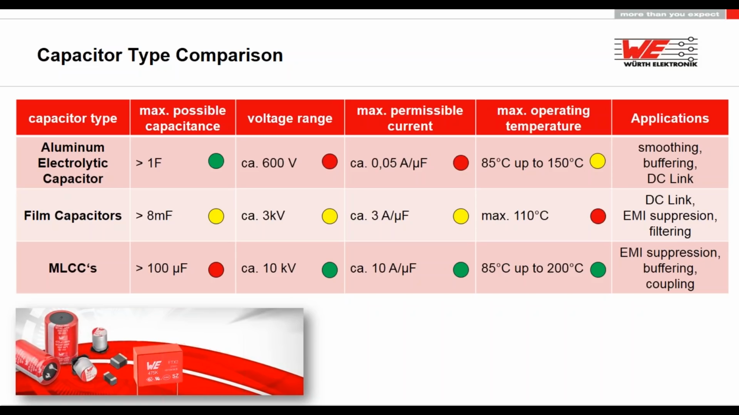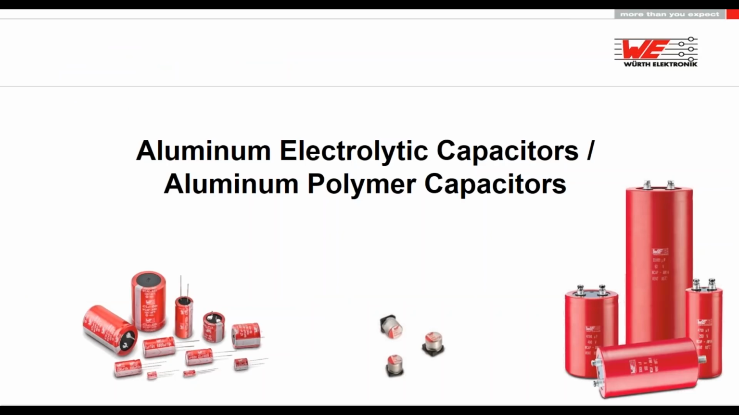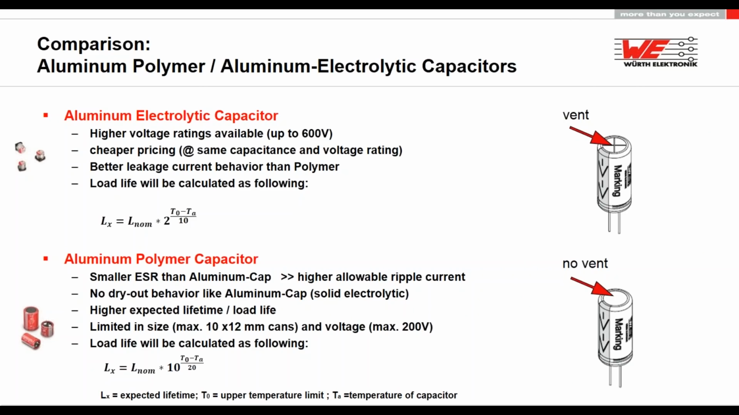If we talk about aluminum electrolytic and polymer capacitors, they both consist of the same construction principle. I don't want to dive today into construction principles, but if we compare them on a simple level, the aluminum electrolytics, that's the old-fashioned way. You have a liquid electrolyte inside. As I said, you can go up to 600 volt.